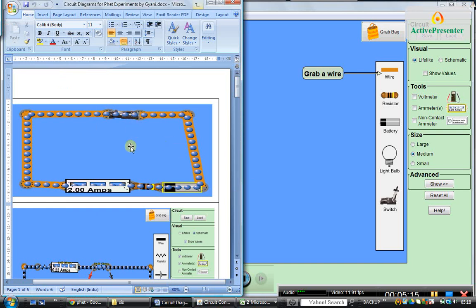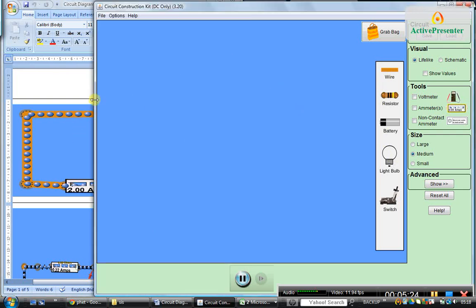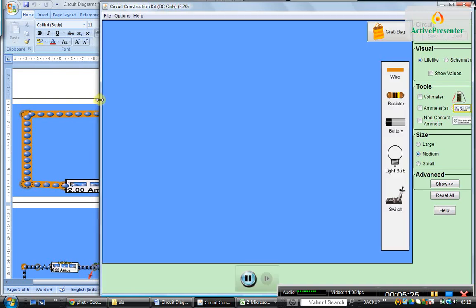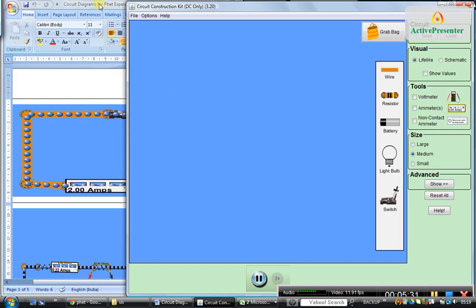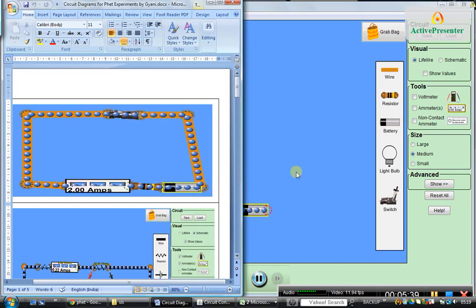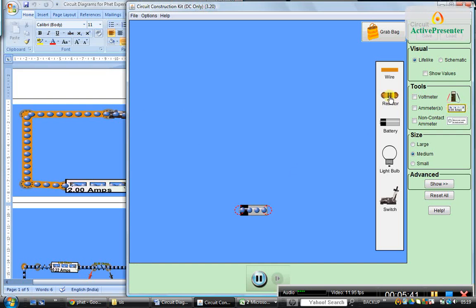Okay, so from this panel we have to grab the components and create this circuit. It's simulating how you would set up a circuit in the lab. So once you get the hang of doing the experiment and plotting the graph, I'll take you to the lab. Okay, so first let's put the important part, which is the battery. And then I want to connect it to a resistor.